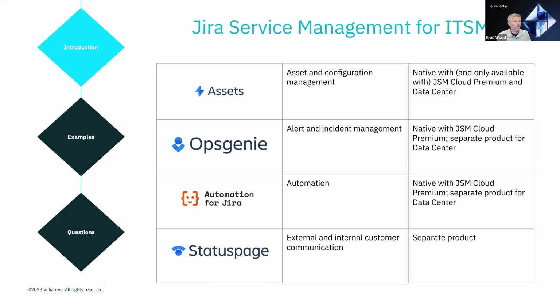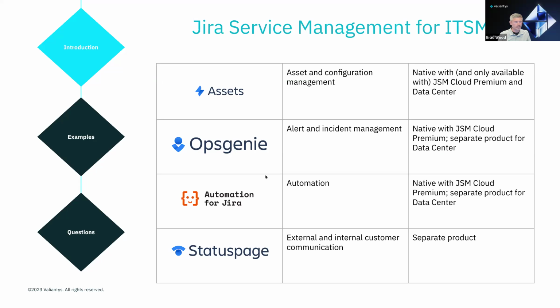Today we're going to talk through some of the applications that can be used in Jira Service Management, and these are some of them that we'll be using in our demo today. Starting with Assets, this is Jira Service Management's asset and configuration management tool. It is native to JSM, so it's not an add-on, but it's only available in JSM Cloud Premium or Enterprise plans or Jira Service Management Data Center. We'll talk about Opsgenie, which is also known as Operations, and this is our alert and incident management system. It is native with JSM Premium and a separate product for Data Center.